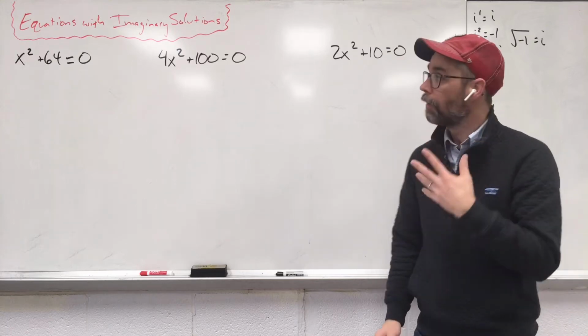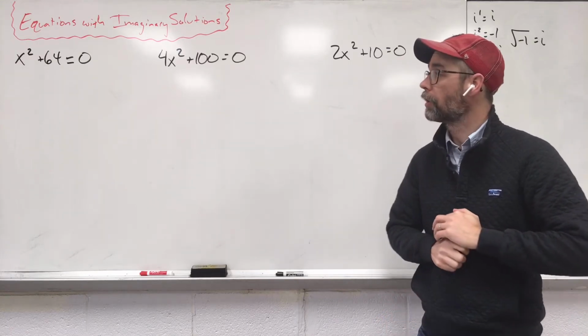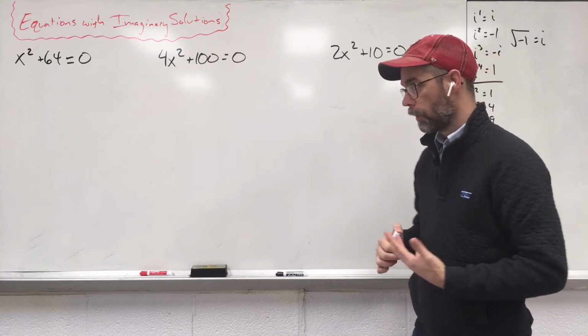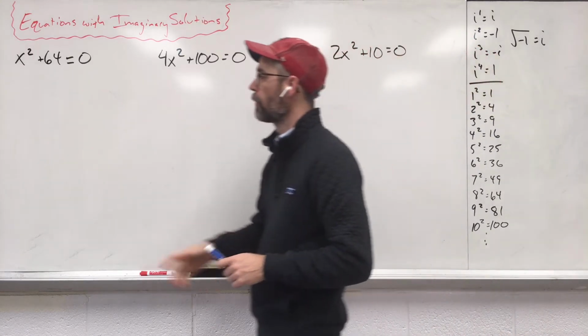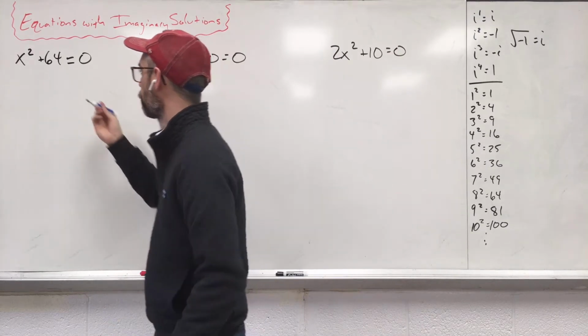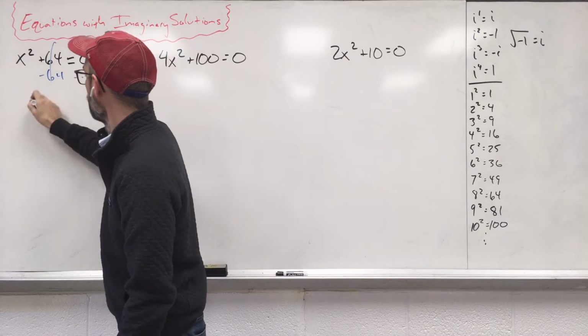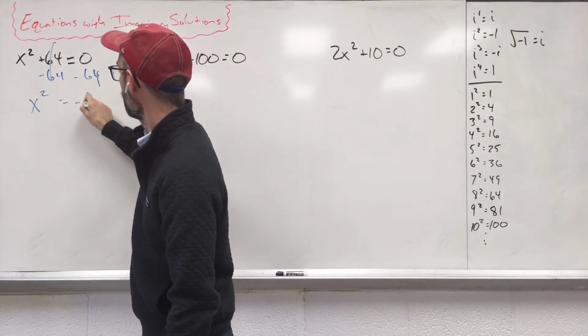Hi, today we're going to look at solving equations with imaginary solutions. I want to solve these like we would any other equation, using inverse operations. So starting with this first one, subtract 64, x squared equals negative 64.